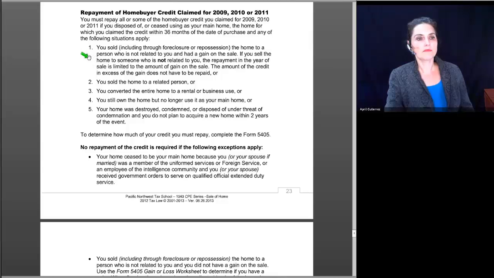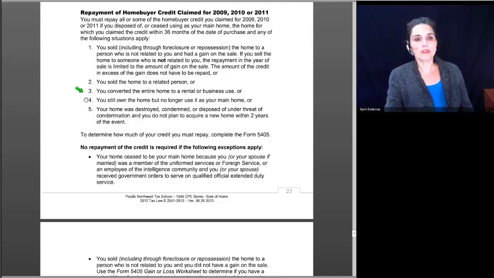But if you sell the home to a person who is not related to you, the repayment in the year of sale is limited to the amount of gain on the sale. The amount of credit in excess of gain does not have to be repaid. Or if you sold the home at a loss, you wouldn't have to repay any of it. You sold the home to a related person. That would cause you to have to do a recapture. You converted the entire home to rental or business use, or you still own the home but no longer use it as your main home.